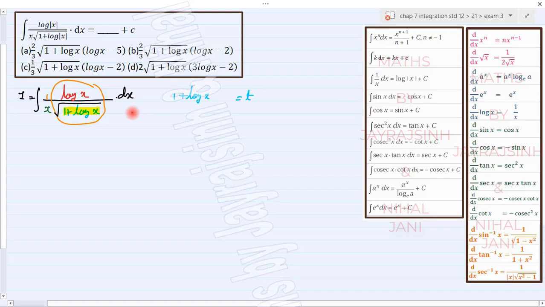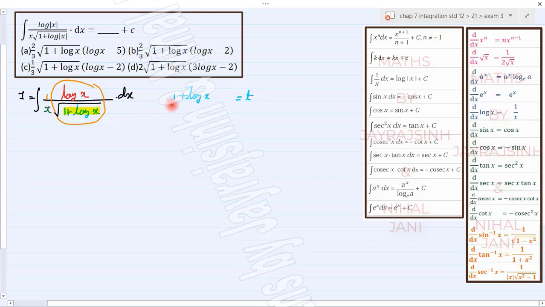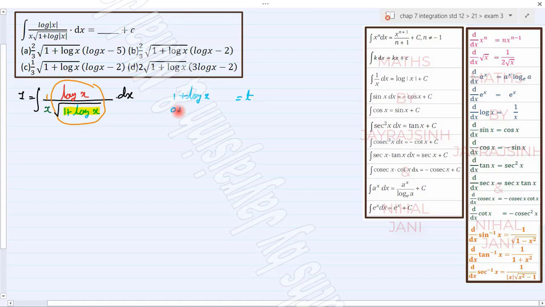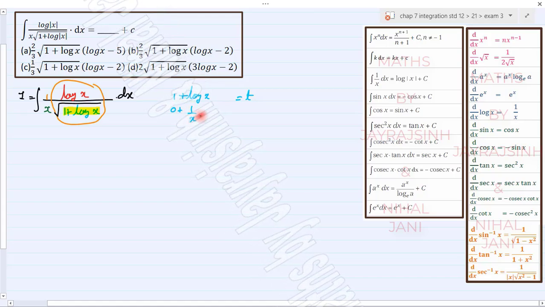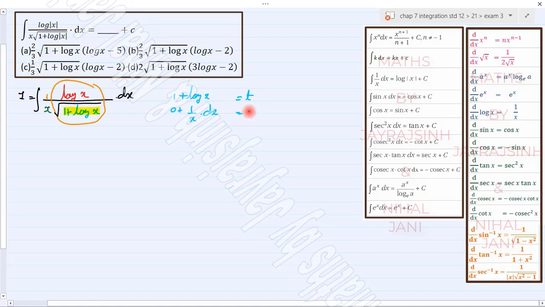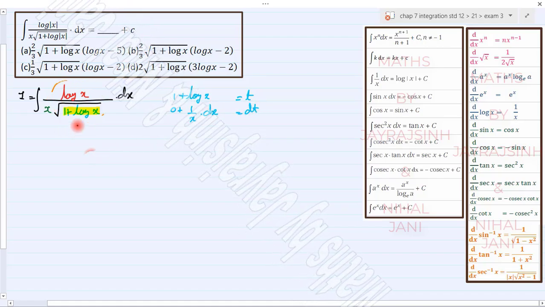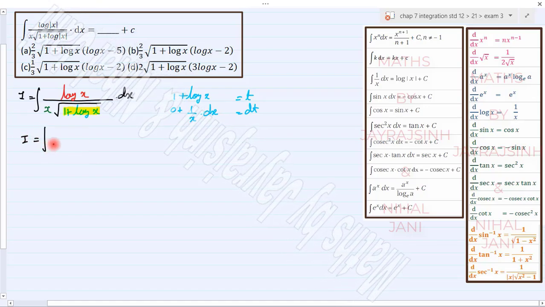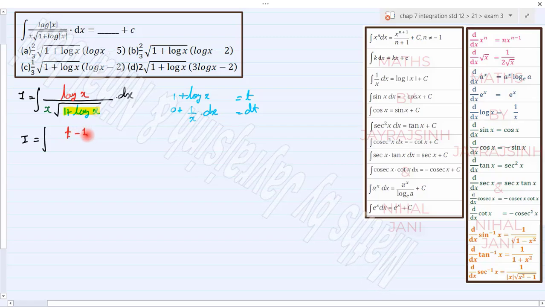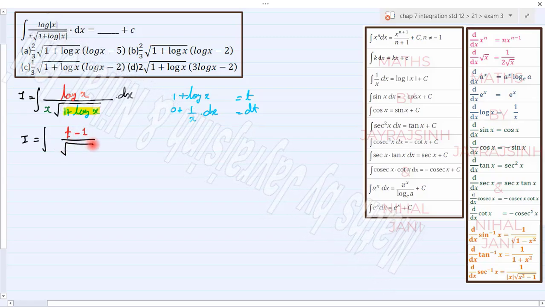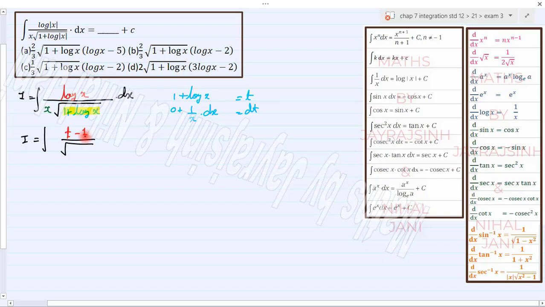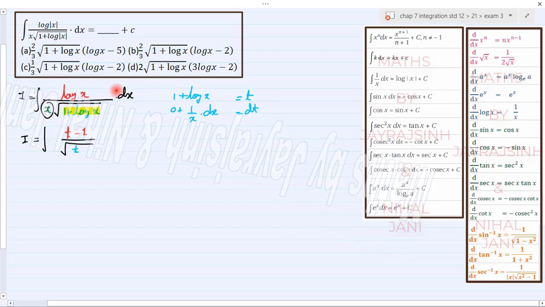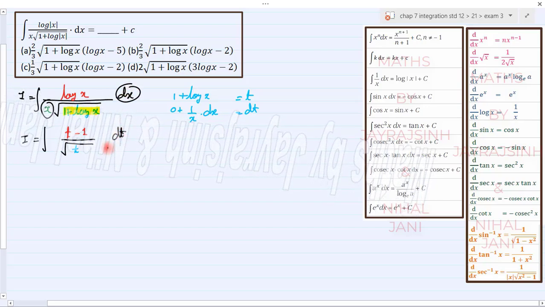Otherwise we would have to simplify the denominator again, so it is better to take this itself. Now if we differentiate both sides, differentiation of 1 will be 0, differentiation of log x will be 1 by x, dx will become your dt. Now we are ready to modify our integration. This log x will be t minus 1, upon under root of 1 plus log x will become t, and this 1 upon x dx will become your dt.